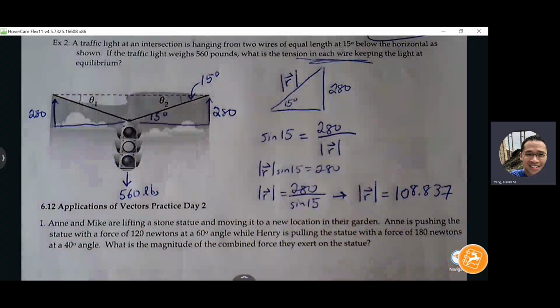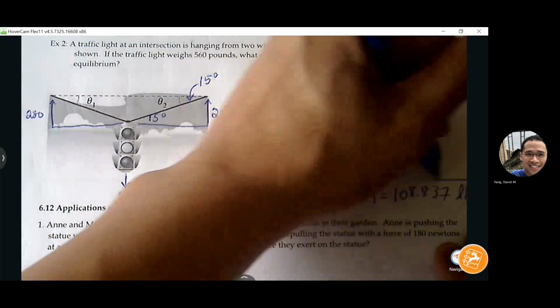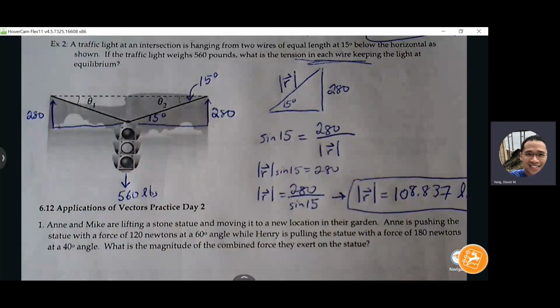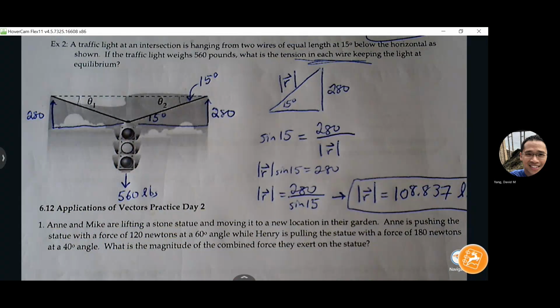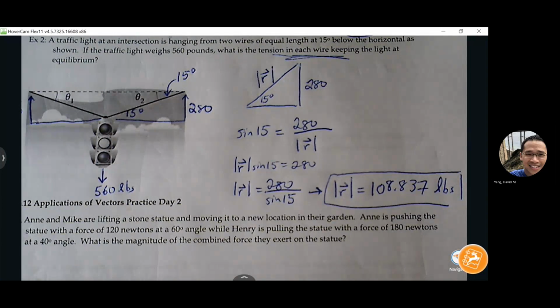Now, in this case, everything is in terms of pounds. Our magnitude is also in terms of pounds. Oh, okay, hold on, I copied it wrong. Sorry, you're right, 1081.837, I copied it wrong.